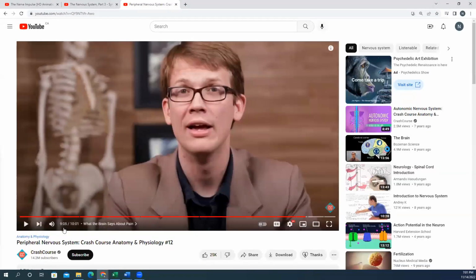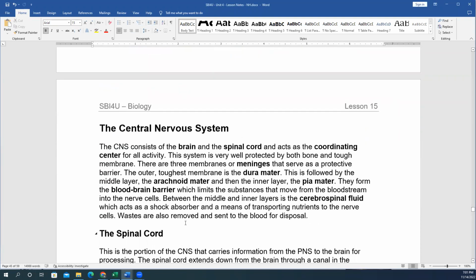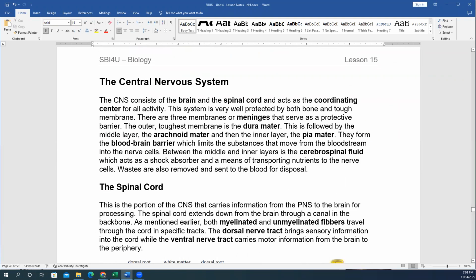All right. So that was the arc reflex and how the arc reflex helps to prevent injury.